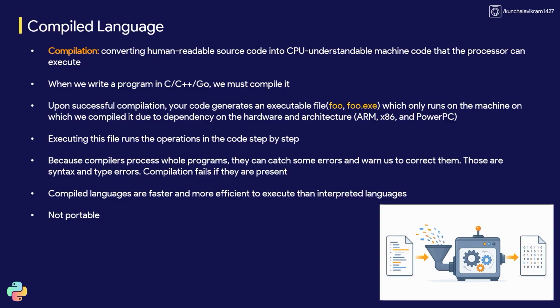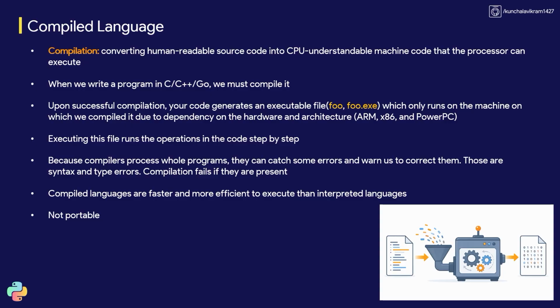This executable file is tied to the machine it was compiled on, because of the dependencies on the hardware architecture, right? So the binary that you compile on one machine won't necessarily run on another machine. So if I take a Golang program and convert it into a binary on a Mac machine with, let's say, ARM architecture, it will not run on Windows machines with AMD architecture, right? Because it is not portable. One advantage of compilers is that because they process your entire program at once, they can catch syntax errors or any typos before you even run it.